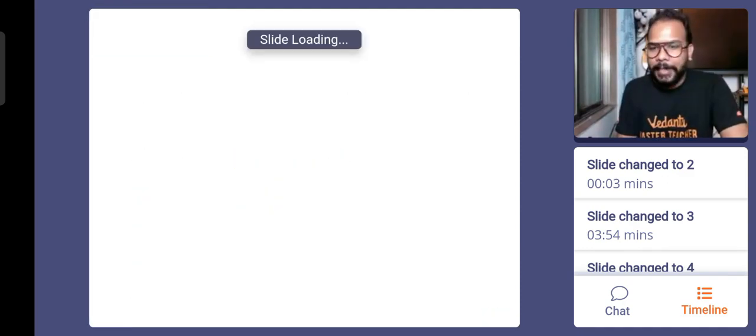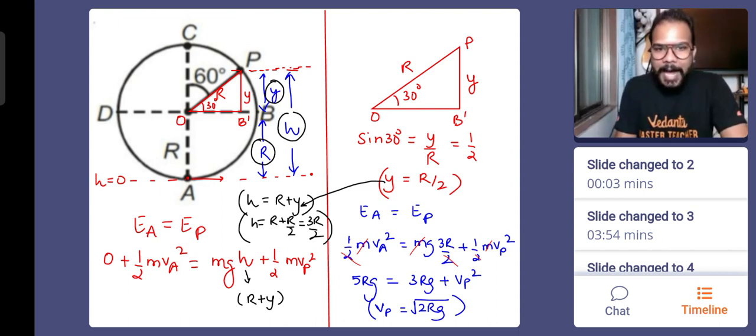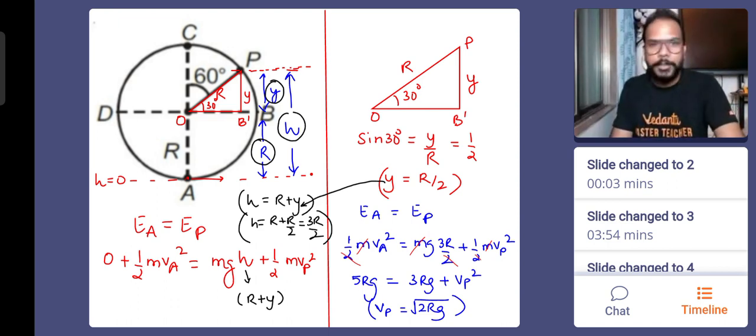Arre yaar Monish, what are you saying, my brother? The value of this height is y plus r, right? Monish, this height is radius plus y value, and the y value came out to be r by 2. So r plus r by 2 is 3r by 2. Sometimes you guys tell me that what I write sounds and looks Chinese. Haan? Monish, is it clear?